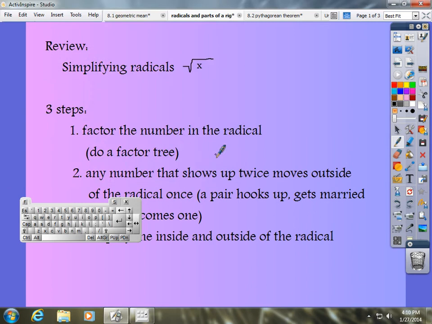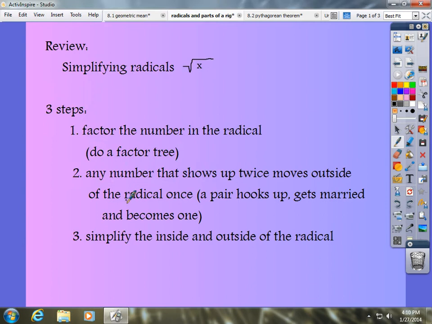Okay, welcome class to our simplifying radicals. This is just for that assignment that is supposed to help you with your test. It's also important to know how to simplify radicals for the next unit.